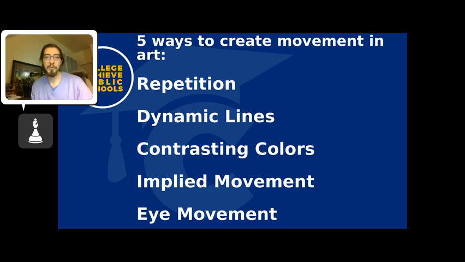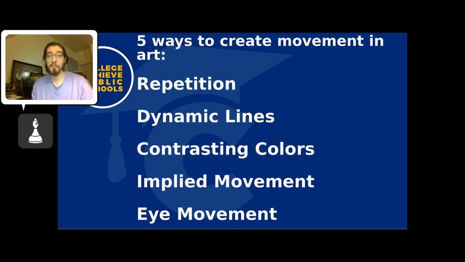So 5 ways to create movement in artwork: repetition, dynamic lines, contrasting colors, implied movement, and eye movement. So does anyone know what repetition is? Repetition is repeating. It's really just like it sounds. Repetition and repeating sound similar. They are. Repetition is something repeating in the picture.